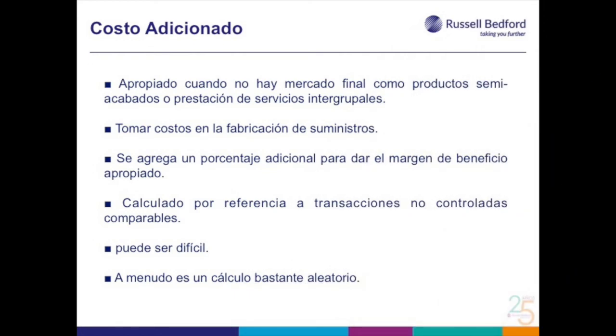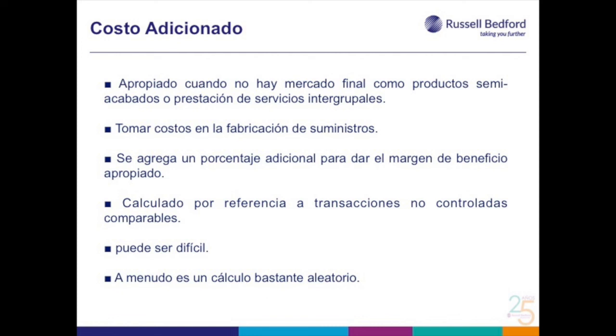The other mechanism is cost plus, and cost plus is typically used where there is no end market. So where, for example, you are transacting in semi-finished goods. So there is no third party, there is no consumer who is going to be acquiring those goods. So you simply take the costs in making the supply and apply a percentage which is seen as an appropriate profit margin. This is the method that is often used for provision of intergroup services.